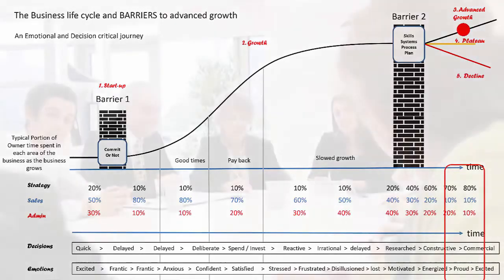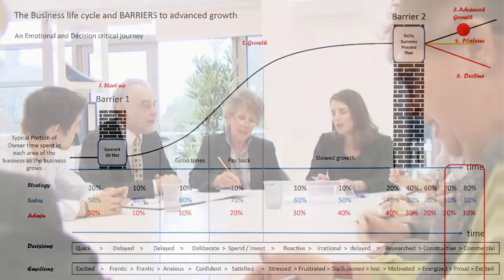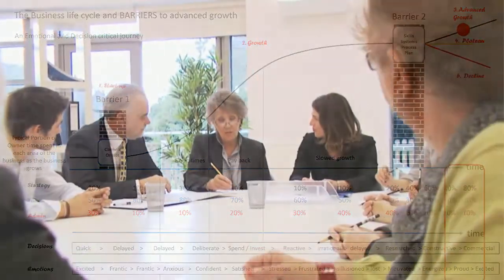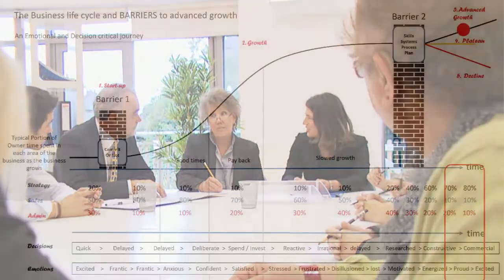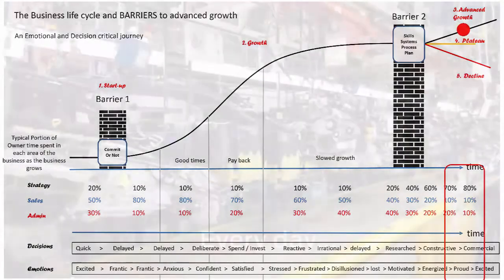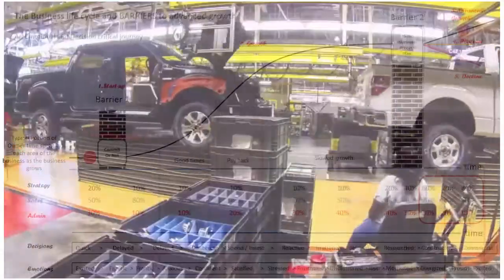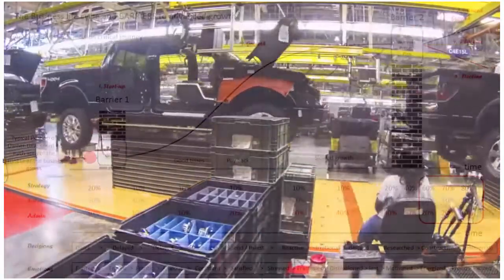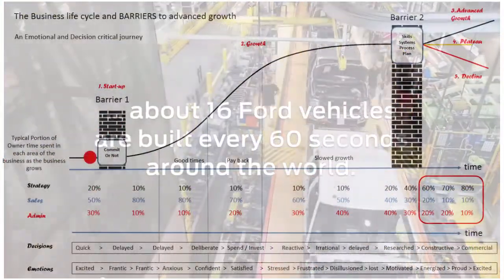As a business grows, the owners must increase their focus on black activities to avoid the impact of the second barrier. If you look at the business life cycles of companies such as Ford, Microsoft, Apple, Facebook, the shift from owner blue and red time to black time has enabled these businesses to focus on strategy and plan for and achieve advanced growth.